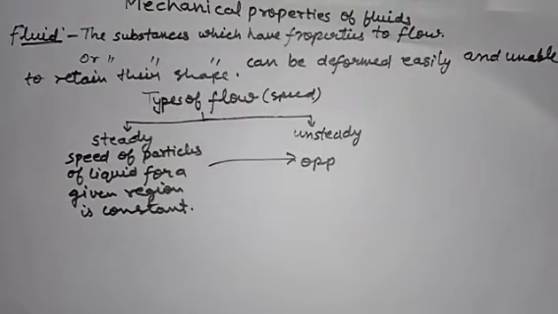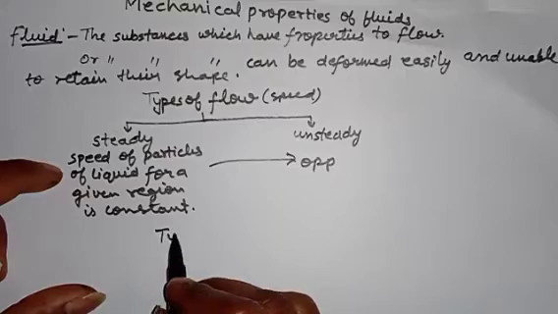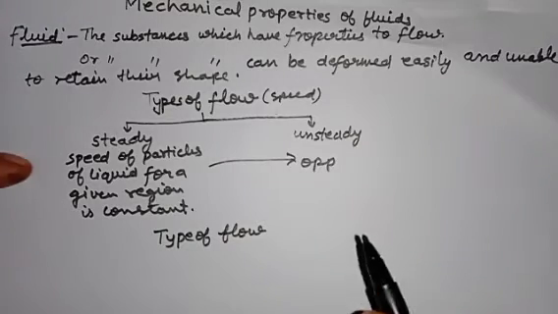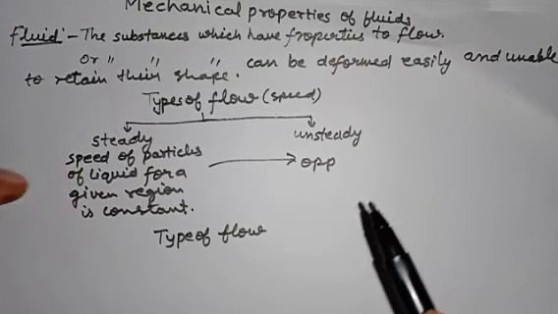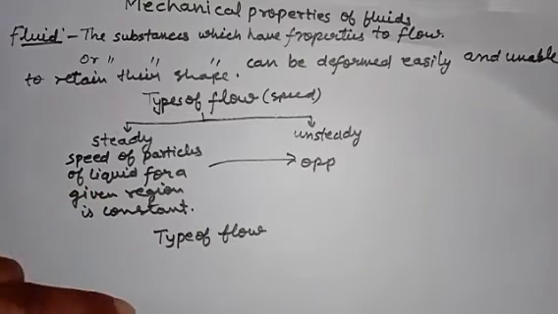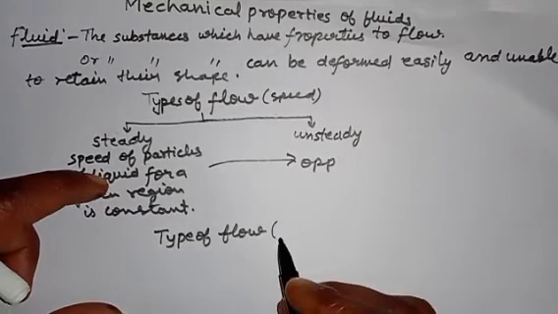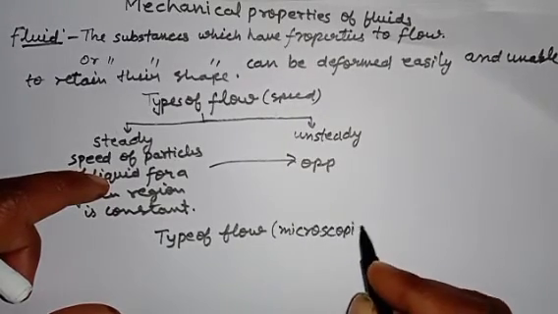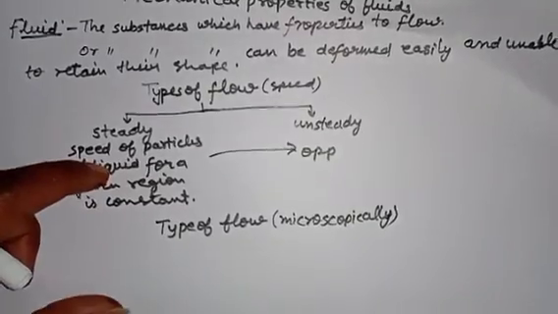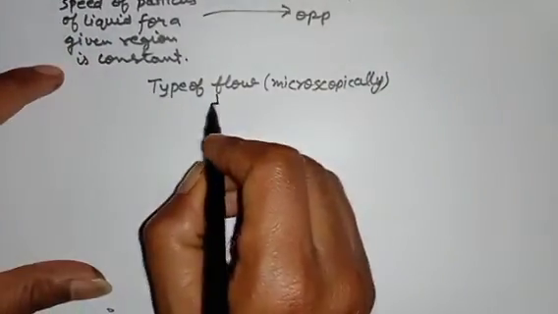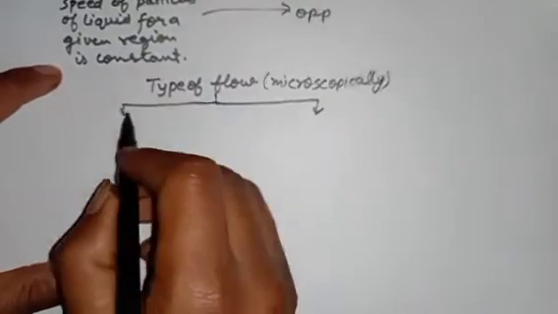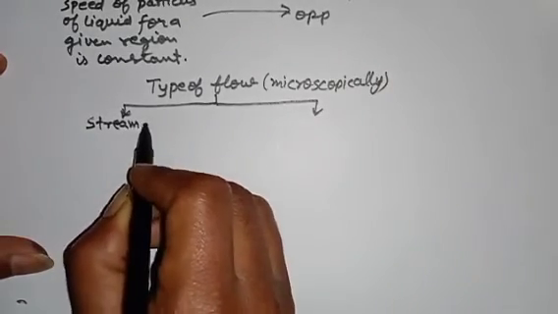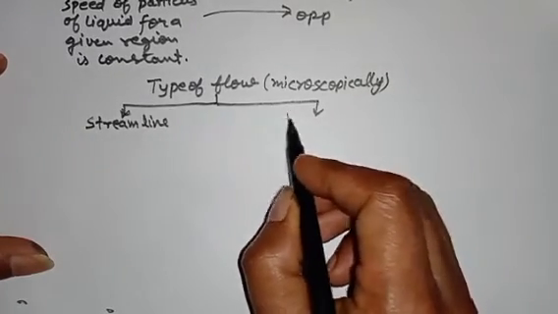And now type of flow more microscopically. So a student often asks, what should we write if a type of flow is asked? So well, you can write this or this. For both you will get marks. Microscopically, we have two other types of categories. One is streamline, other is turbulent.